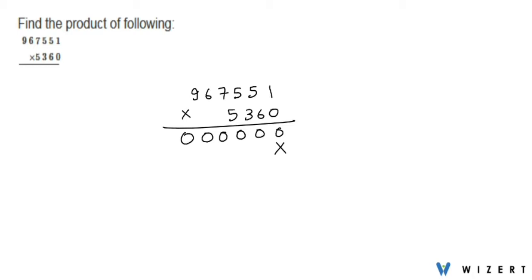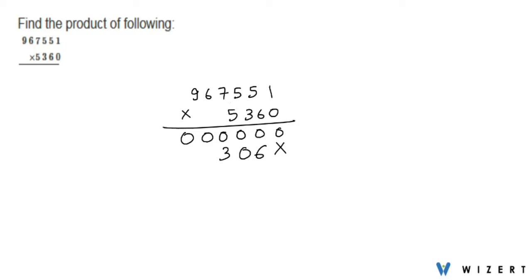So 6 multiplied by this number 9,67,551 will give 6 multiplied by 1 is 6, 6 multiplied by 5 is 30. So 3 is the carry. Similarly 6 multiplied by 5 is 30 plus 3 carry will give 33. So again 3 is the carry.